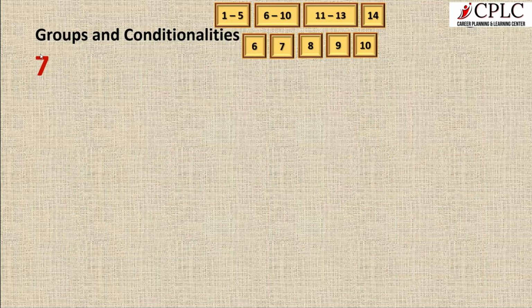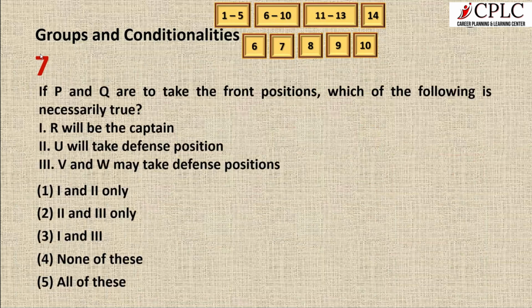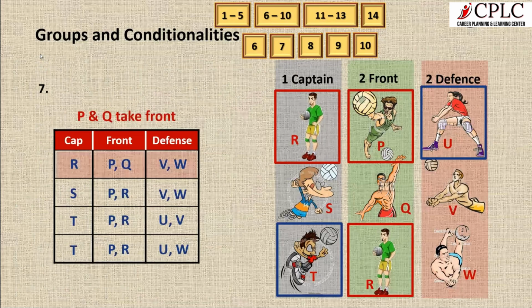Moving to the next question. If P and Q are to take the front positions, which of the following is necessarily true? First, R will be the captain. Second, U will take defense position. Third, V and W may take defense positions. So, P and Q can take front position, yes. That is following.